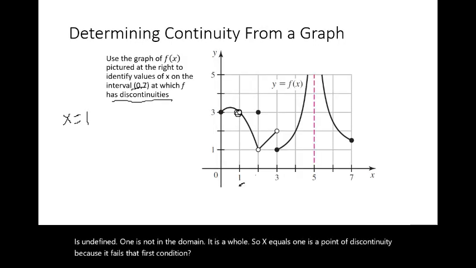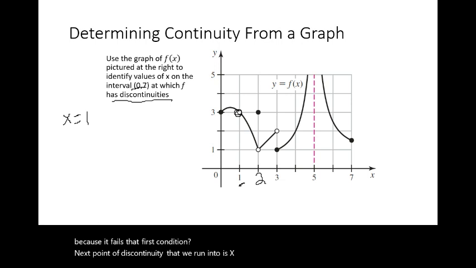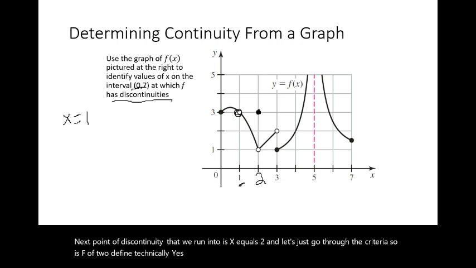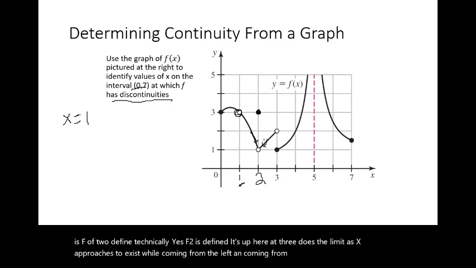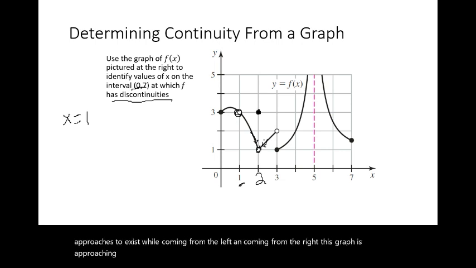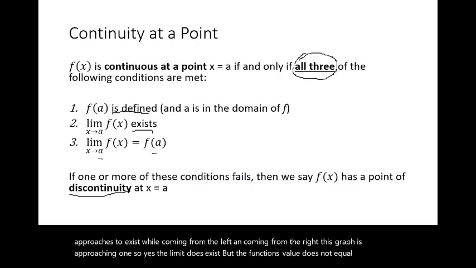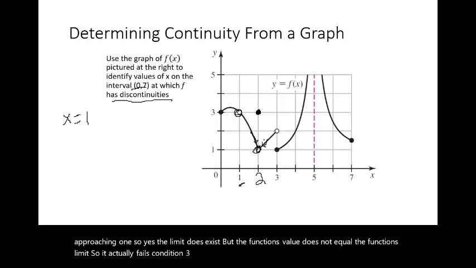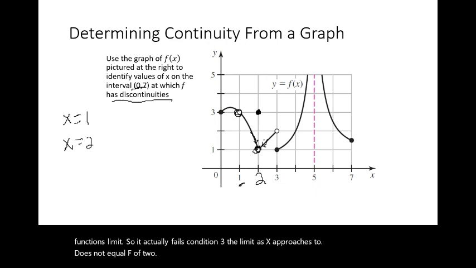Next point of discontinuity that we run into is x equals 2. And let's just go through the criteria. So is f of 2 defined? Technically, yes, f of 2 is defined. It's up here at 3. Does the limit as x approaches 2 exist? Well, coming from the left and coming from the right, this graph is approaching 1. So yes, the limit does exist. But the function's value does not equal the function's limit. So it actually fails condition 3. The limit as x approaches 2 does not equal f of 2. So that's why x equals 2 is a point of discontinuity.